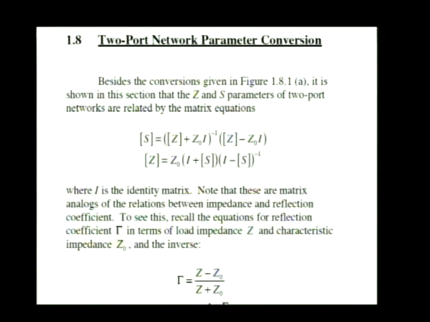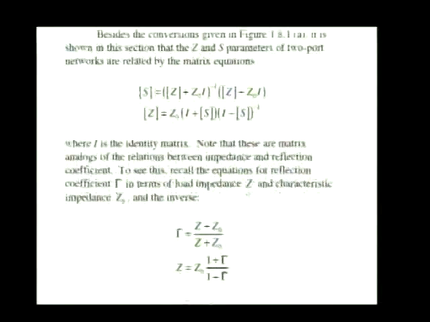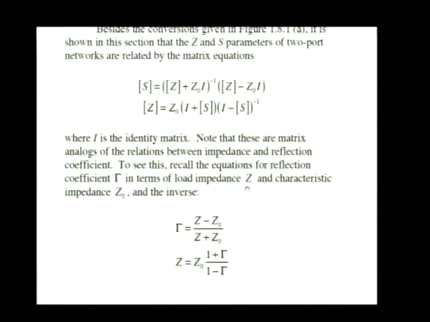It turns out that these two equations, for the scattering matrix and for the impedance matrix, are the matrix analogs of the corresponding equations relating reflection coefficient and load impedance in the transmission line problem. To see that, write the equations for the transmission line problem.